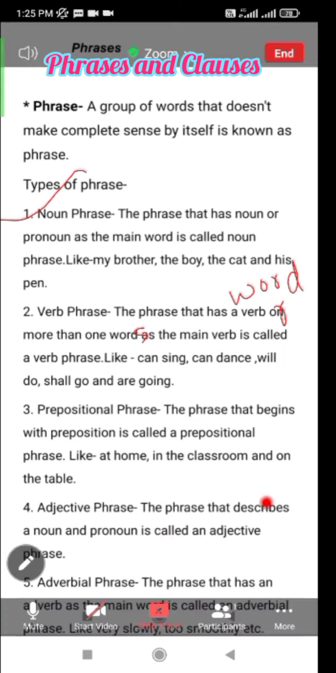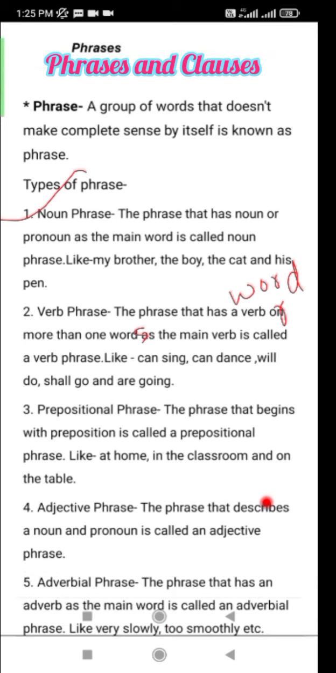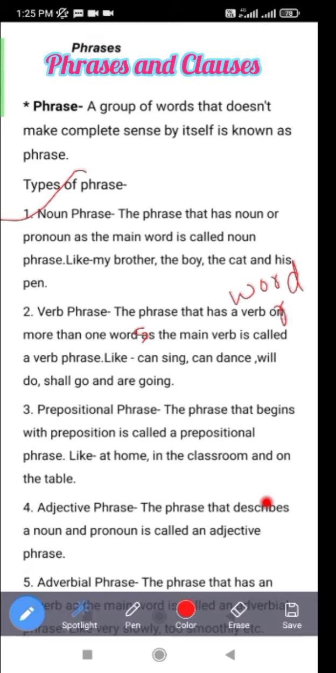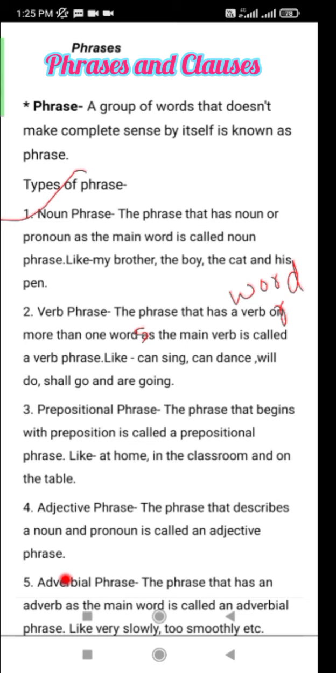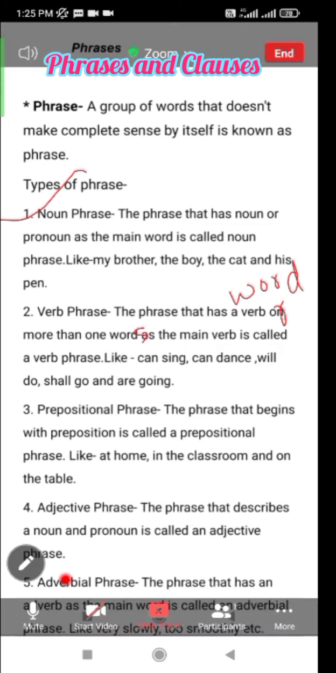If you go ahead now, the next is the adverbial phrase. The phrase that has an adverb as the main word is called an adverbial phrase, just like a prepositional phrase or a verb phrase. Like very slowly, the main word is the adverb slowly. Very is also there. Too smoothly, again smoothly is the main word. So as the main word, an adverb is used and that is called an adverbial phrase. So these are the types of phrase.